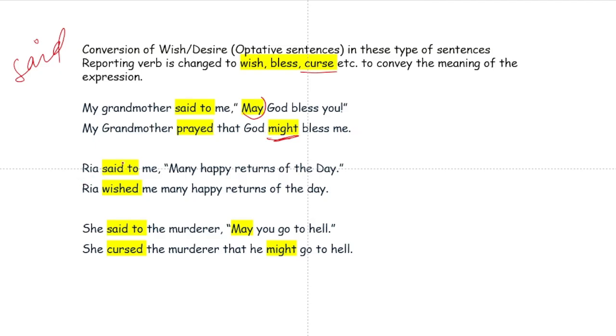Then second example, Ria said to me, many happy returns of the day. Ria wished me. This said to will change into wished me. Many happy returns of the day. Next example, she said to the murderer, may you go to hell. Now obviously it's a curse. So she cursed the murderer that he may, will change into might. He might go to hell. I hope these are clear till here.